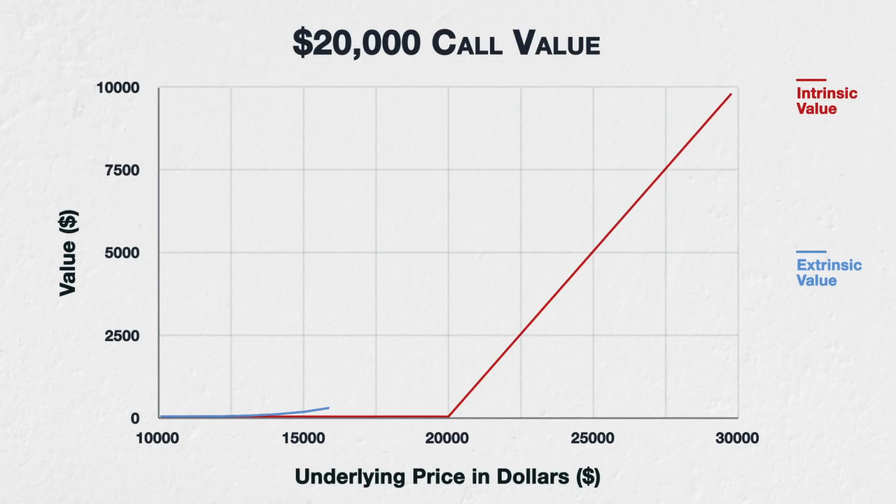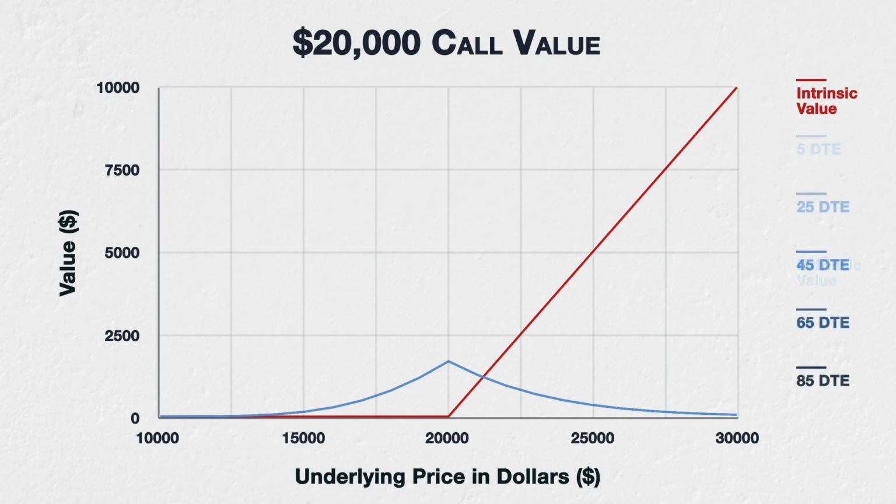Here we have the same plot of intrinsic value as before, but now we've added the extrinsic value as well as a separate line. All other things being equal, the extrinsic value is highest when the option is at the money, and extrinsic value decreases in both directions the further away from the strike price the underlying asset price is. For the current extrinsic value line, we have assumed a time to expiry of 45 days.